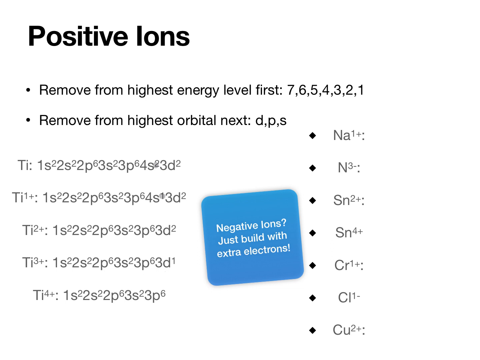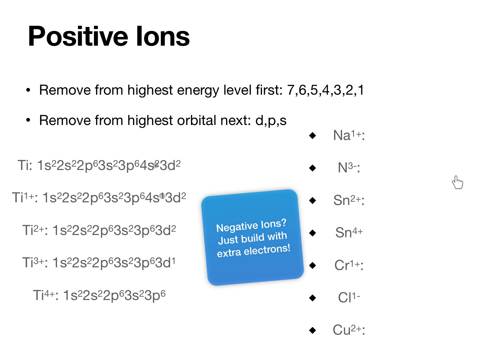Now if I remove a 4th electron from titanium to make 4+, I remove that 3d electron and all that's left is 3p6. Now these positive ions have these two little bullet points that you have to remember. But when it comes to negative ions, just build it with extra electrons. Fill up the orbitals the same way you would if you were building an atom from the Aufbau principle, starting from 1s and moving to 2s and so on. So for a negative ion, just add electrons to the available energy level and orbital. You don't need to worry about highest energy level or highest orbital like you do for positive ions.